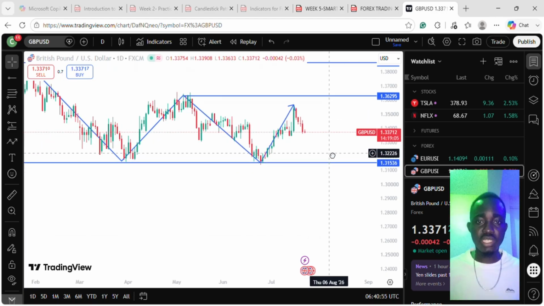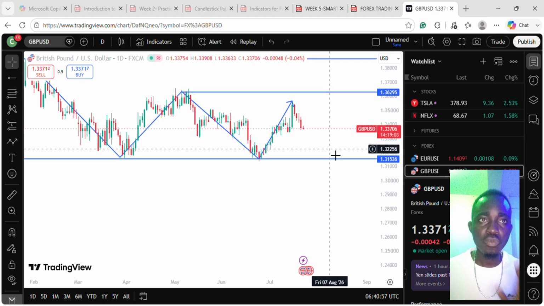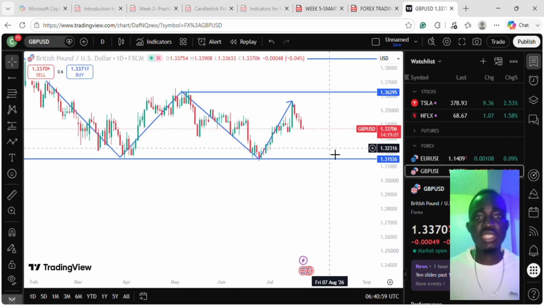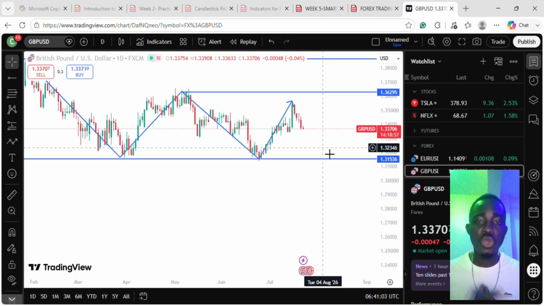Now how do you get your entry from such a market? Normally we start with a higher time frame. A higher time frame will give you the bias of getting the direction. Then you use the lower time frame to get your entries. So there are two things that I want us to learn in this type of scenario. Remember, I want us to learn break of structure and change of character, and how you can get your entries using these two concepts.